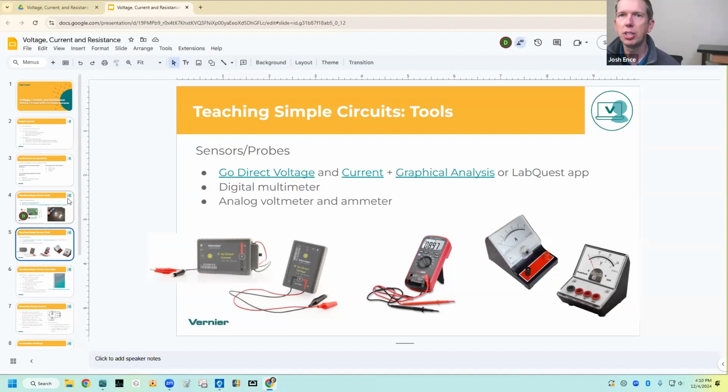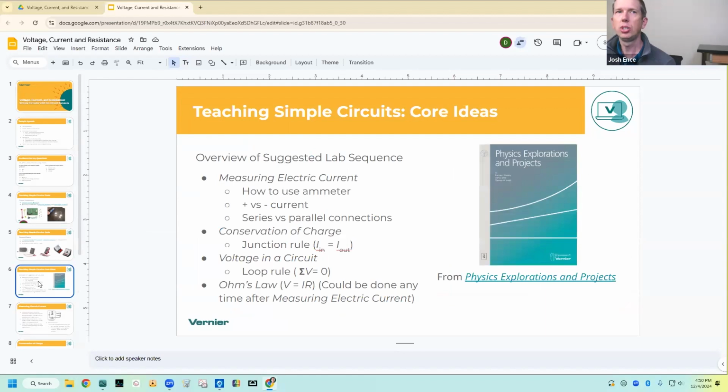The activities I'm going to do today: I've dropped PDFs of the student instructions and the teacher notes into the Google Drive folder that Dylan shared with you a minute ago. These four labs, three of them come from our lab book, Physics Explorations and Projects. This is kind of a guided inquiry book of physics labs. The last one, Ohm's Law, comes from just our regular Physics with Vernier lab book.